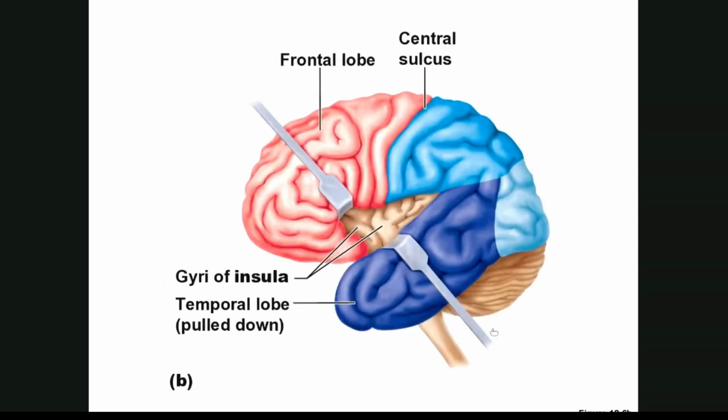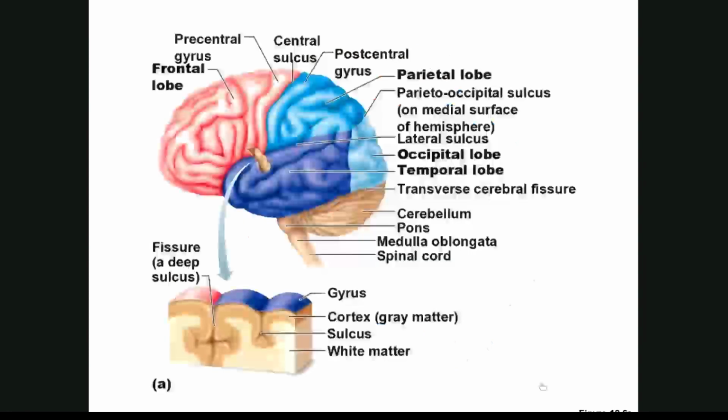Here is our central sulcus, frontal lobe here, and then to see the insula, you have to actually pull the temporal lobe down and the frontal lobe up, so it's hiding inside. And this is showing more. This is your central sulcus here, precentral gyrus, frontal lobe here, postcentral gyrus, parietal lobe, occipital lobe, temporal lobe. These should be bringing back memories from your bone studies.